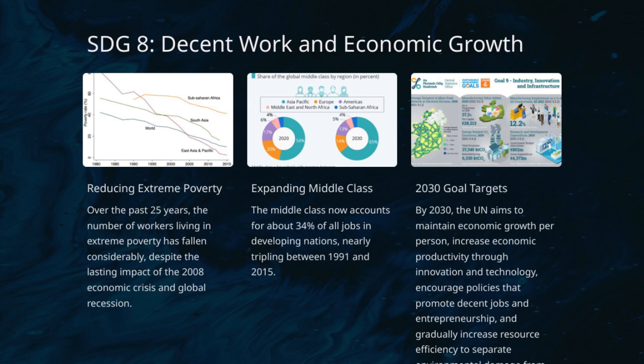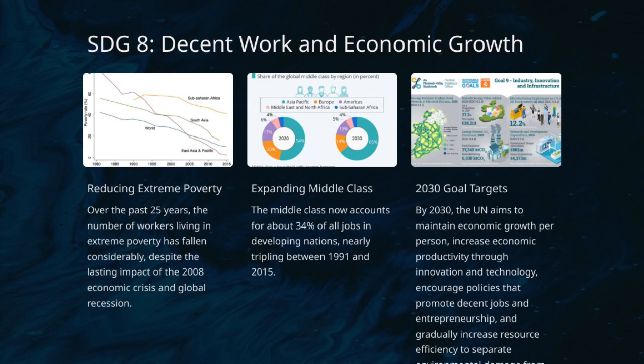It's also about encouraging policies that create decent jobs and foster entrepreneurship. These policies help ensure that economic growth translates into real opportunities for people. And importantly, there's a focus on gradually increasing resource efficiency. This means finding ways to grow economically without causing more environmental damage, effectively separating economic progress from environmental harm. If we look at the expanding middle class, it's a significant indicator of progress.